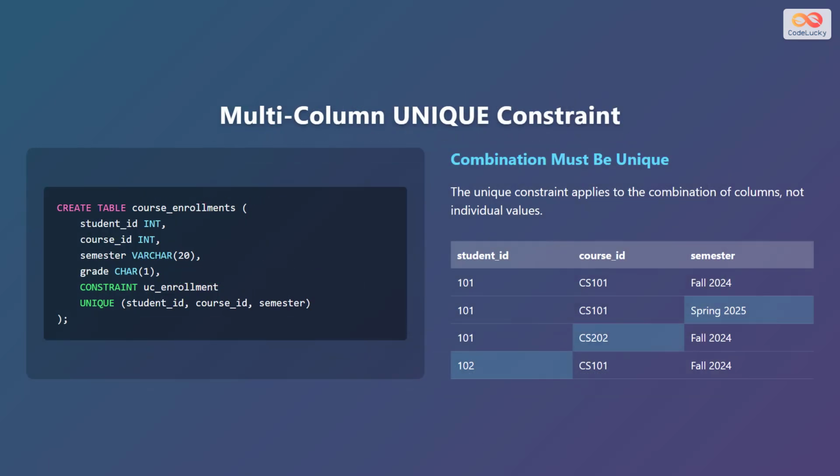A multi-column unique constraint enforces uniqueness across a combination of columns. To create one, list all the columns within the parentheses after the unique keyword. Remember, it's the combination of values that must be unique, not the individual values themselves. For example, in the course enrollments table, the combination of student ID, course ID, and semester must be unique. It means a student can enroll in the same course, but not in the same semester. The combination must be unique.